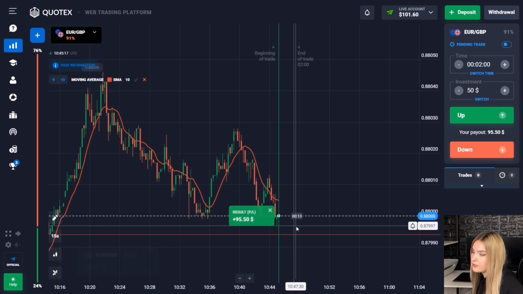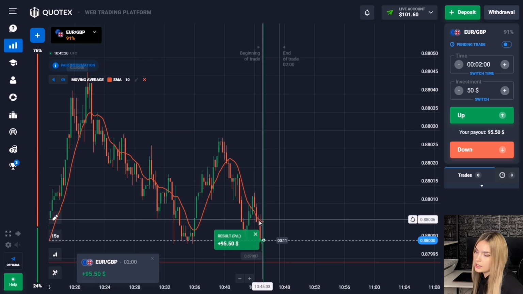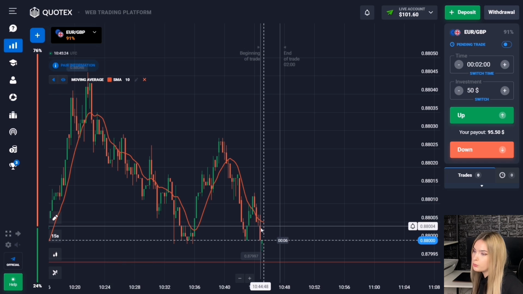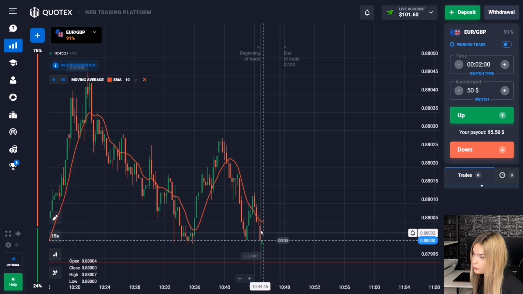Great, guys, as you can see, after the pullback the price turned around and continued to move to the level. This is where we make a profit. You may also notice that during the pullback the price crossed the horizontal line from the bottom up.